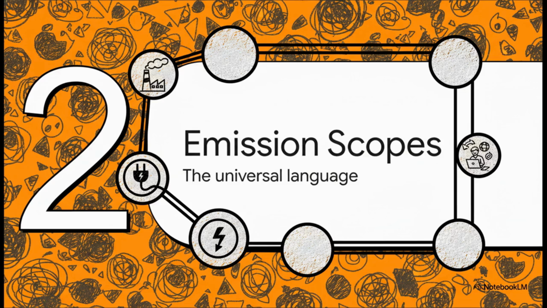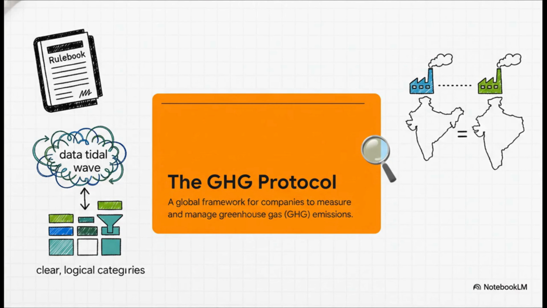Okay, so how do you bring any kind of order to all that chaos? Well, first, you need a common language. And in the world of carbon accounting, that language is built around a really powerful and actually surprisingly simple idea called scopes. That official rulebook is called the Greenhouse Gas Protocol. You can think of it as the instruction manual for carbon accounting. It's what sorts that data tidal wave into clear, logical categories. It makes sure a company in India is measuring its emissions in the exact same way as one in Germany.